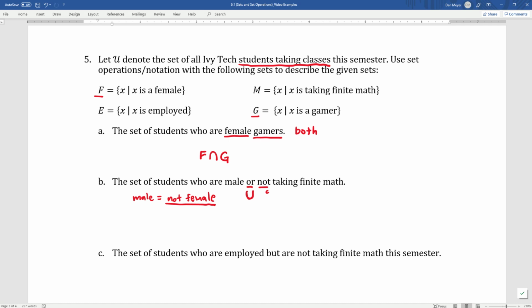So we want not female or not taking finite math. So not female would be F complement, or not taking finite math would be M complement. The students who are not taking finite math would be M complement.